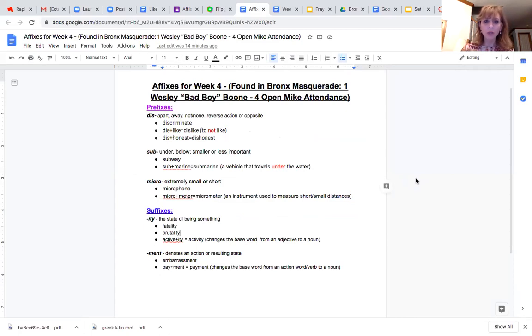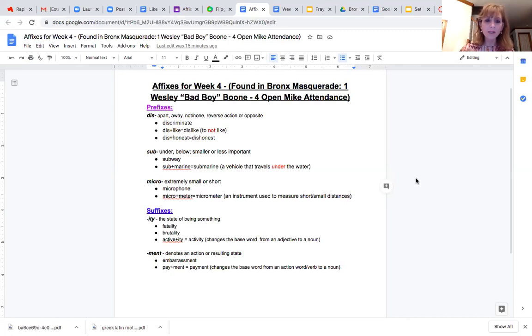Everybody hopefully at this point knows that prefixes are a letter or letters added to the beginning of a root or base word that changes the meaning of the word. And suffixes are a letter or letters that are added to the end of a root word or base word that changes the meaning of the word. So when you talk about prefixes and suffixes together, they are, of course, referred to as affixes.